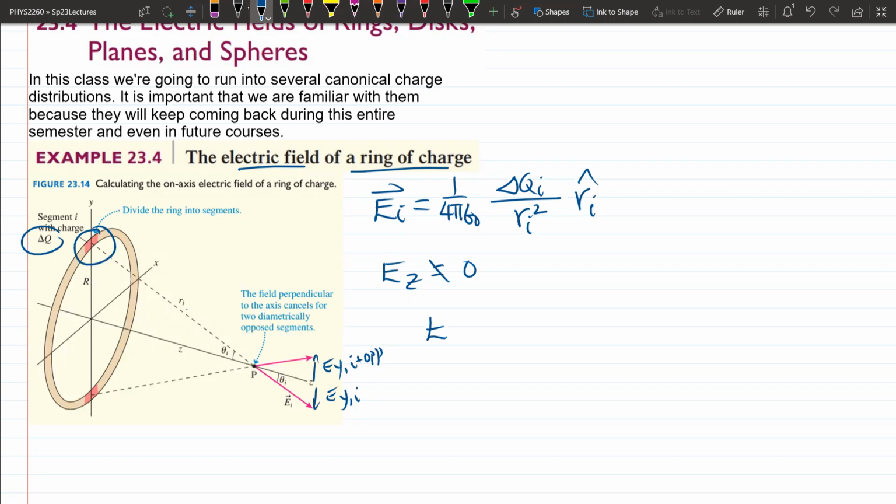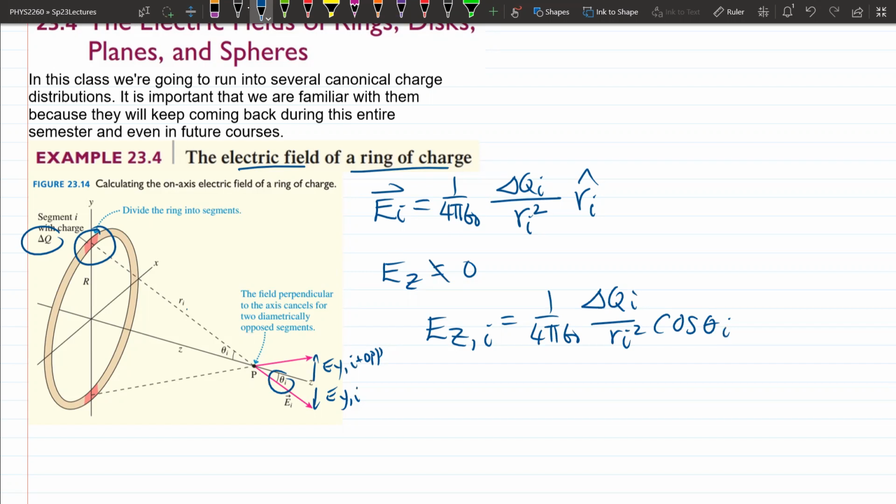So E_z, the ith little one, from the tiny bit of charge, is going to be 1 over 4 pi epsilon naught times the little bit of charge there divided by r_i squared. And once again, I'm going to declare this angle theta_i. If you multiply by cosine of theta_i, that's going to project it out to the z component.